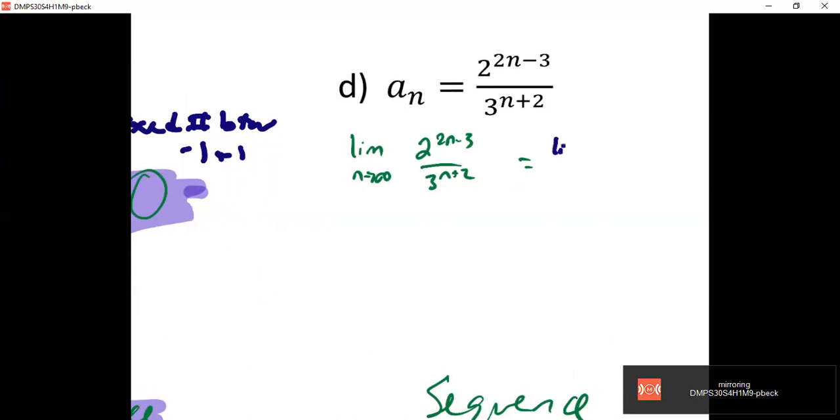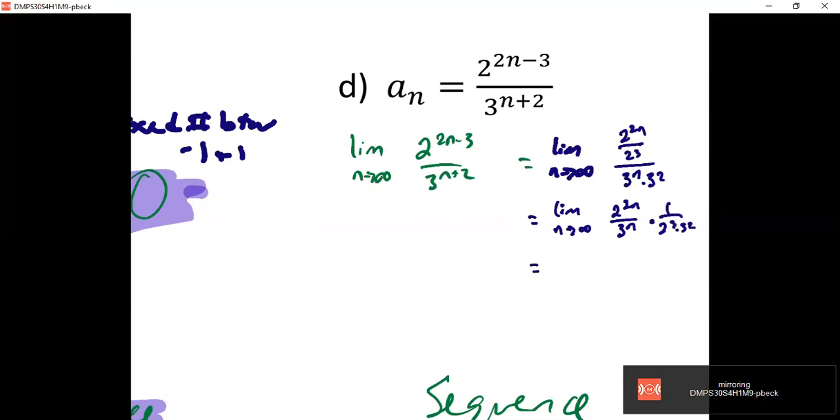One of the algebraic manipulations that I want to talk about, so limits and approaches to infinity, is to write this as 2 to the 2n over 2 cubed, all divided by 3 to the n times 3 squared. Now this is not fully required, because some people can see exactly what's happening early. This will be 2 to the 2n over 3 to the n, times 1 over 2 cubed times 3 squared.